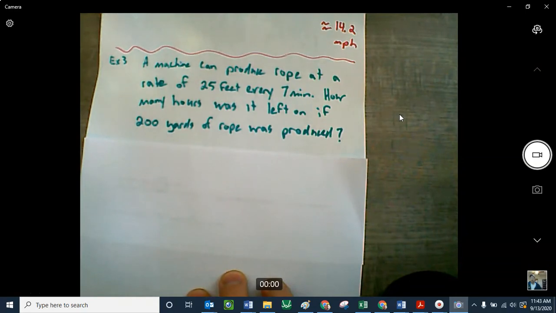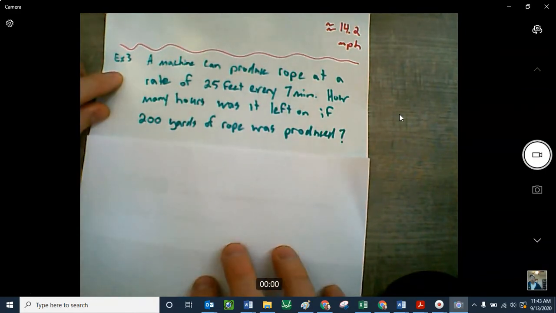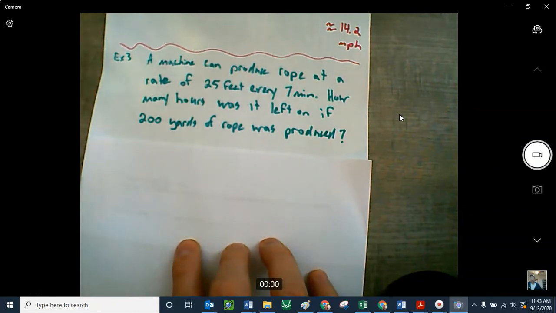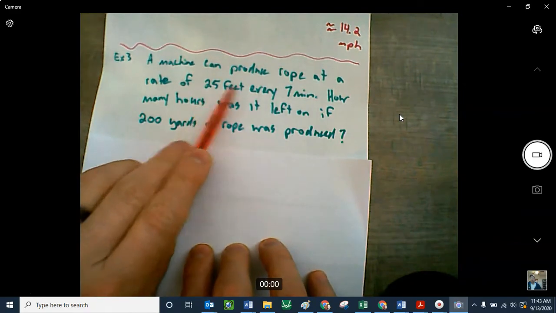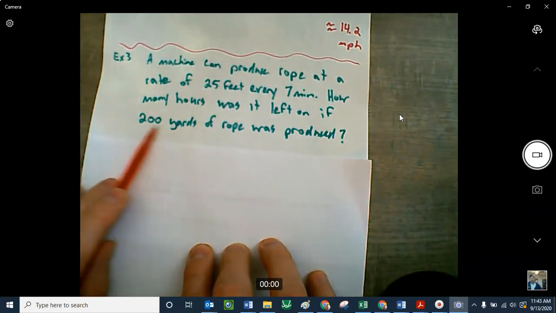So 25 feet every 7 minutes. It's left on this machine for a certain amount of time. How long was it left on if it cranked out 200 yards of rope? Okay, so we start with the givens. Given here, in this case, we have two givens. We have the rate part, how much is changing by, and then we have this, how much total.